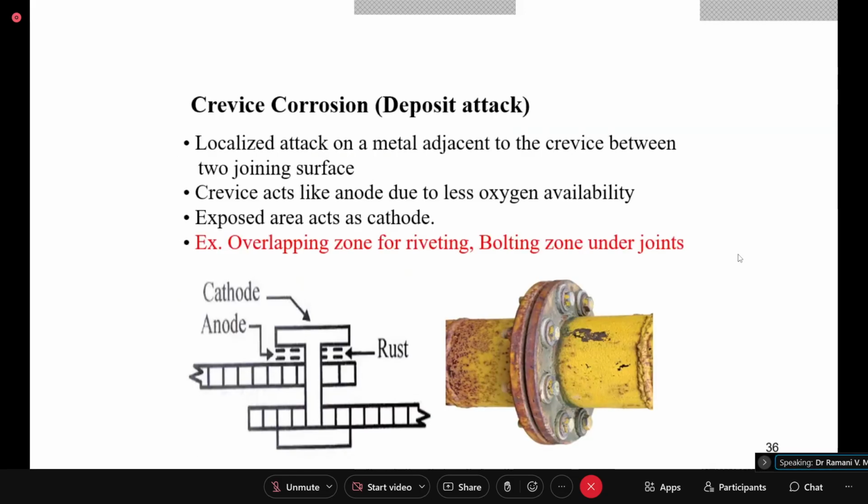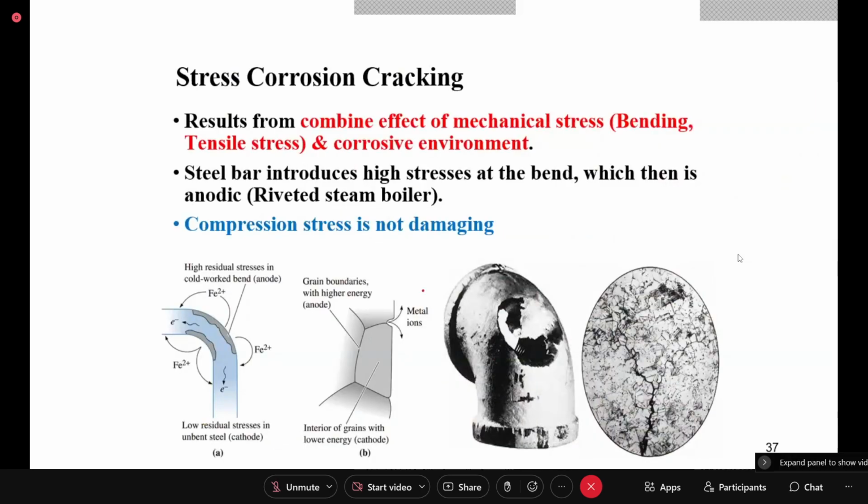Then is the crevice corrosion. Now the crevice corrosion may take place at this particular crevice, or as I told you, if you are having a tank and it is kept over a surface on the terrace, then this becomes the crevice, and the part which is exposed to lesser concentration of oxygen becomes anode, and the rest of the part starts behaving as cathode, and corrosion takes place. Then stress corrosion.